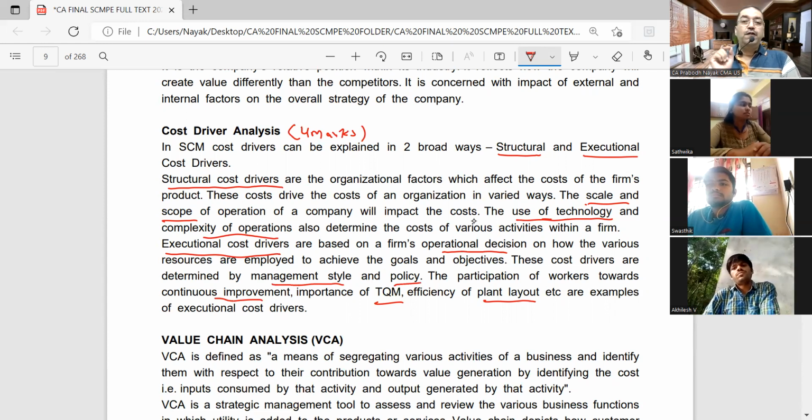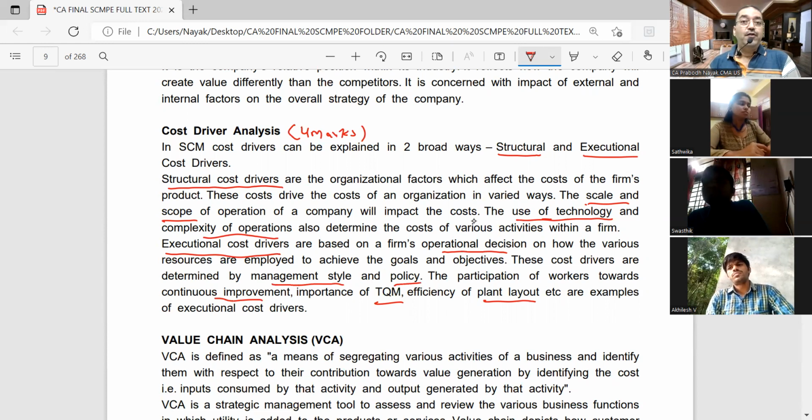Okay, so every concept you have to understand. You don't have to write verbatim. You don't have to write exactly the same words, but you should understand what the concept is, and you should be able to write it in the examination.